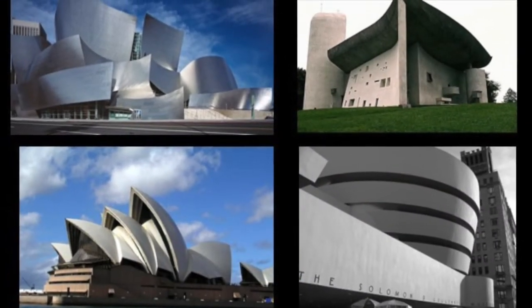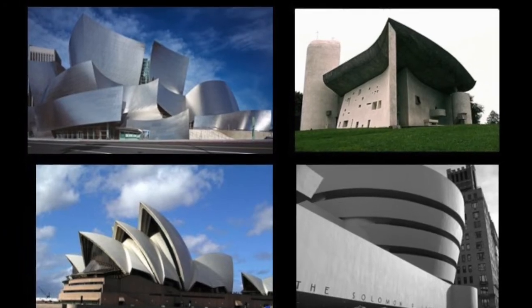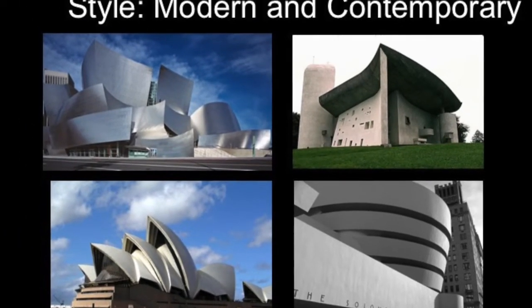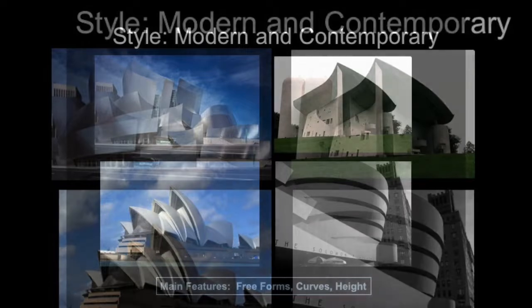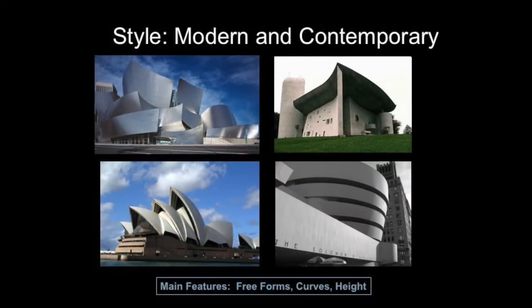Modern and contemporary architecture shows us free forms and curves. The design of skyscrapers and free-flowing forms were made possible with the invention of reinforced concrete, which is concrete poured into forms with steel rods inside.